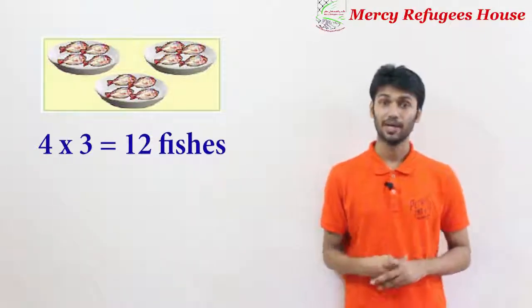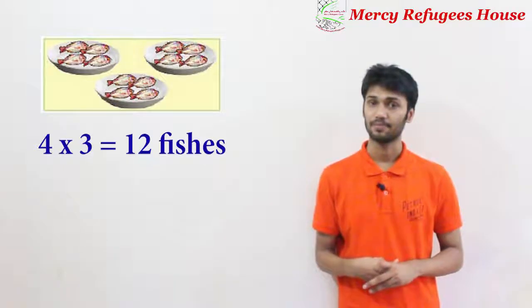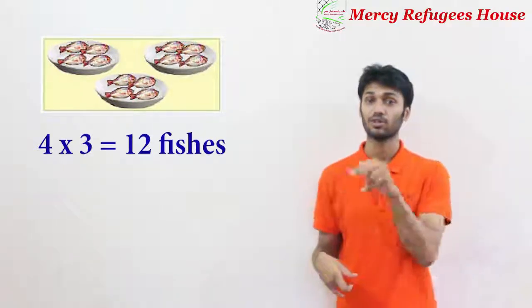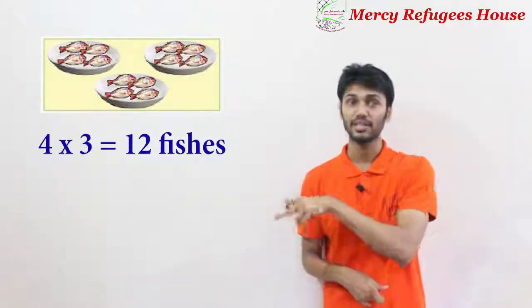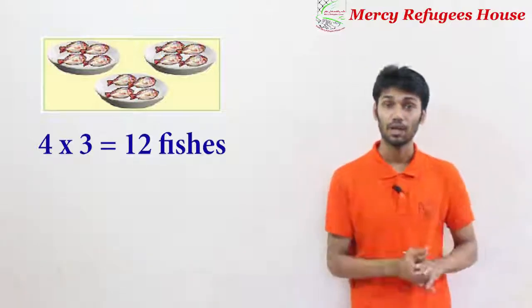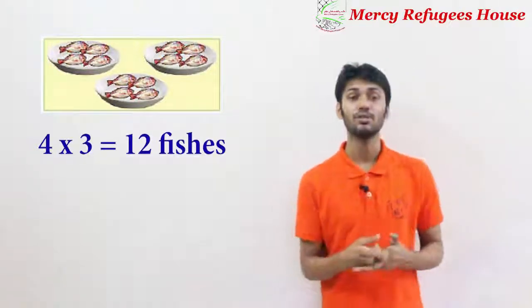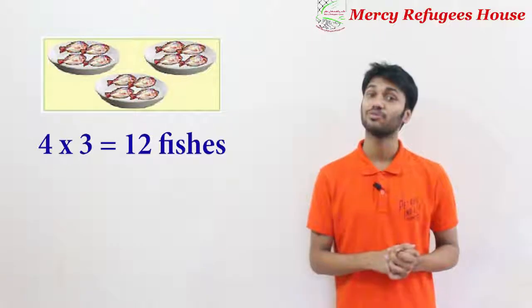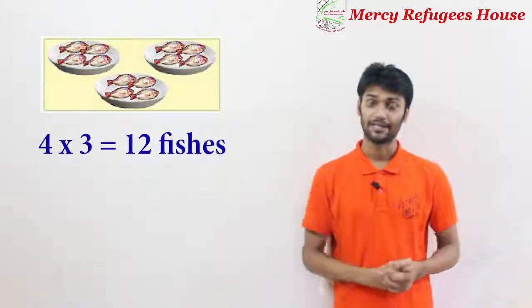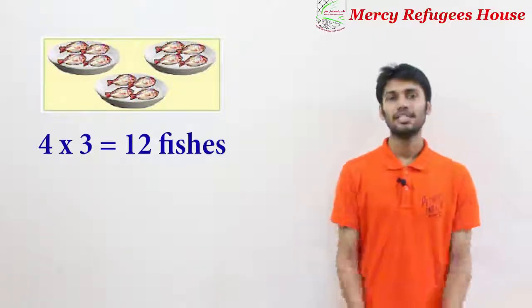There are 3 plates. So what should be the answer? It should be 12, like 1, 2, 3, 4, 5, 6, 7, 8, 9, 10, 11, 12. The student should be able to count the number of fishes in the plates. Now, this should be the way of introducing multiplication to the students.